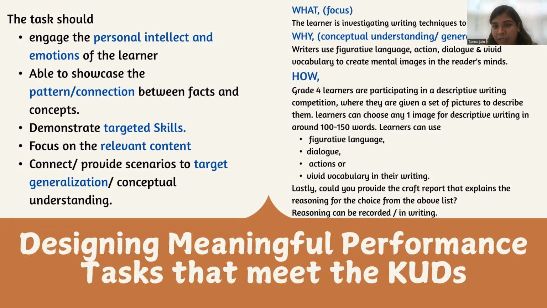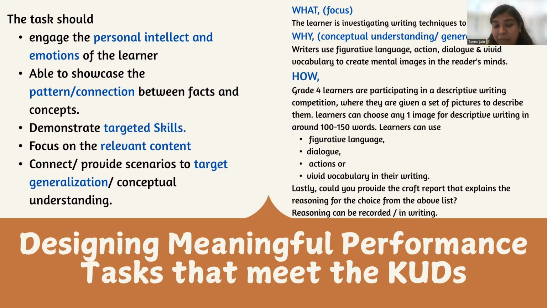Our grade 4 learners are participating in a descriptive writing competition where they are given a set of pictures to describe. Learners can choose any one image for descriptive writing in around 100 to 150 words. Learners can use figurative language, dialogues, actions, or vivid vocabulary in their writing. Lastly, they could provide a craft report that explains the reasoning for the choice of the above list.